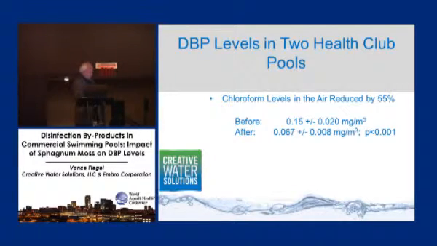And the data here shows that before the sphagnum moss, we did that 2 days before. The mean was 0.15 milligrams per meter cubed. And at week 28, after the addition of the sphagnum moss, that dropped to 0.067 milligrams per meter cubed, and that's statistically significant at the p < .001 level.